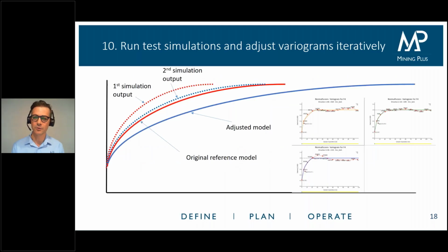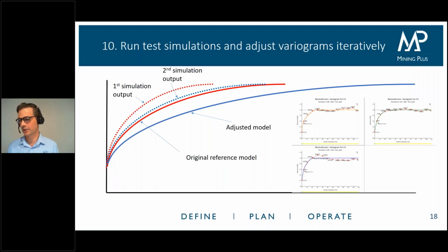So if we take, for example, the original reference model, it is the solid red line. The first simulation output is the red dotted line, and it doesn't agree very well with the original reference model. So then what we did was adjust the input model. In this case, we moved the ranges out, and then we reran the simulation, and the output of the second simulation does match up with the original reference model. And so with that adjusted model, we ran the simulations so that we could reproduce what we believe was the original reference model.